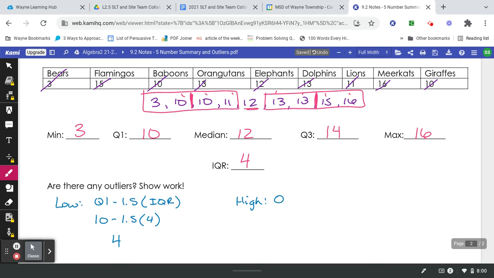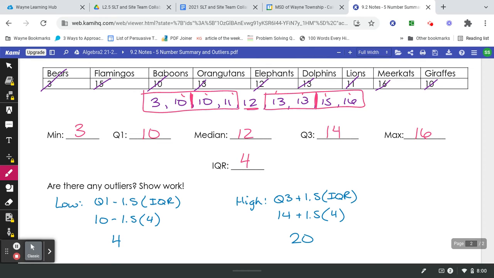All right, the high end, Q3. Plug those numbers in. Type that into the calculator, we get an answer of 20. So the low end, if there are any numbers smaller than 4, it's an outlier. If there are any numbers larger than 20, that's an outlier.